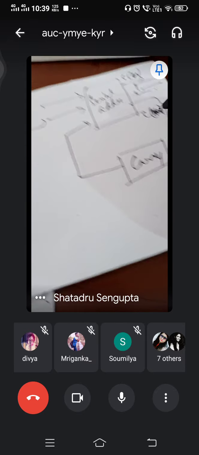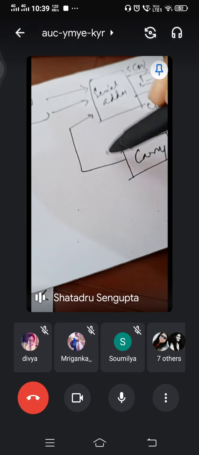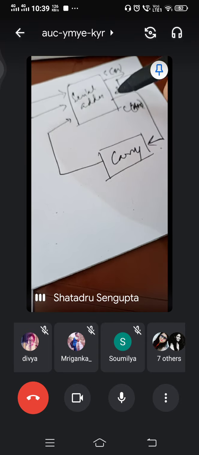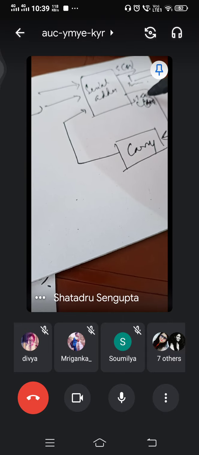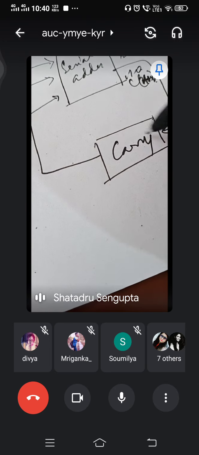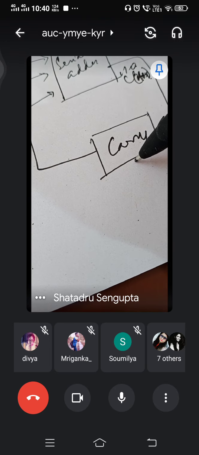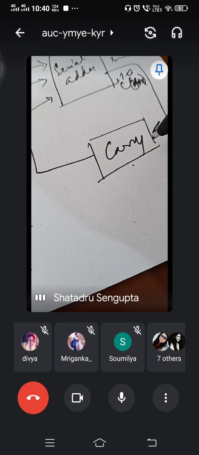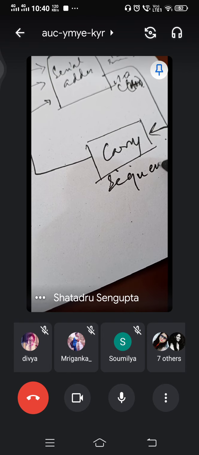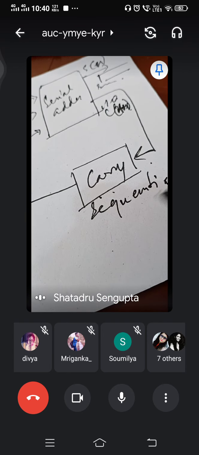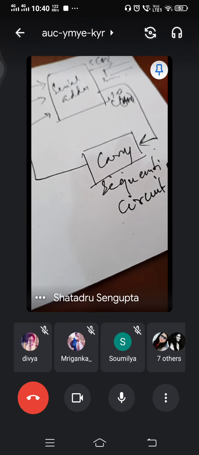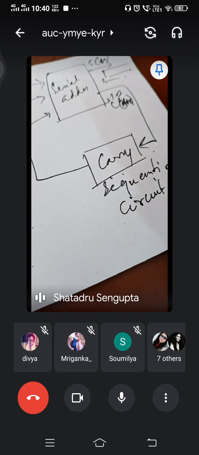Now see here, the carry has to be remembered here. Now who will remember this? How will you remember this? So you're producing a 1 or a 0 here, and this is going to be stored in the carry. Who is going to remember this 0 or 1? The answer to that is this is a sequential circuit. Okay. So that is the main thing.